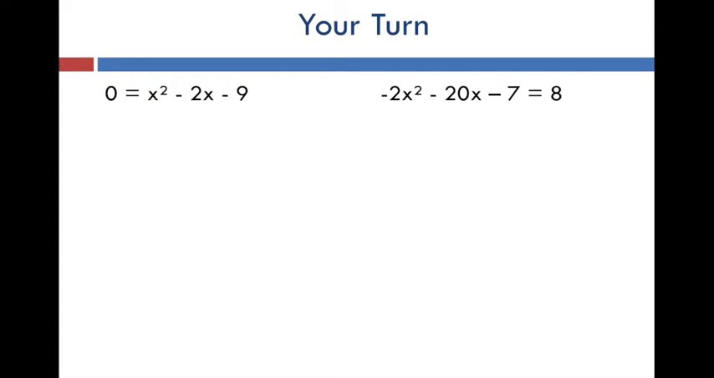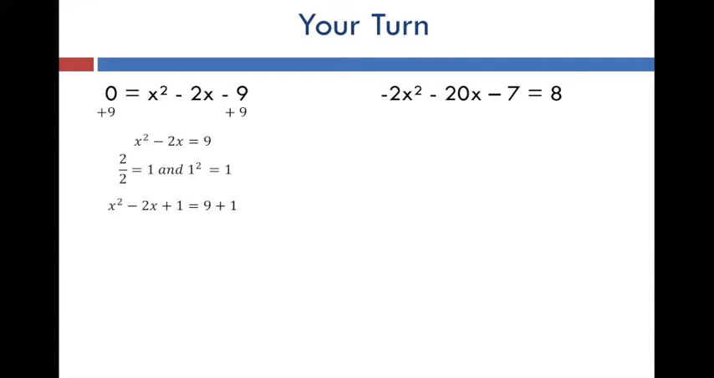Okay, so I need to add 9 to both sides in order to get this into the form ax squared plus bx equals c. Now I'm going to take half of b, which is 1, square it, and it becomes 1. I'm going to add that number to both sides.